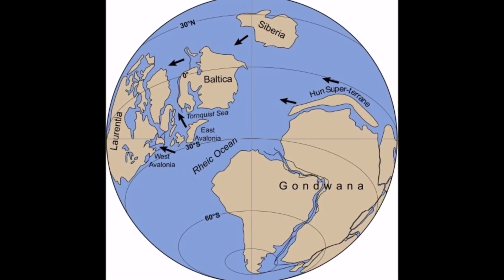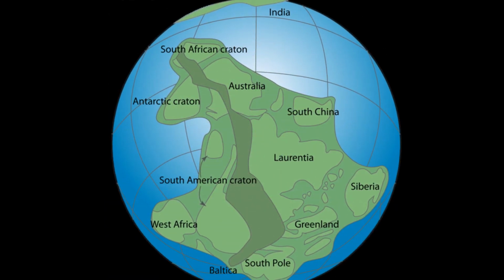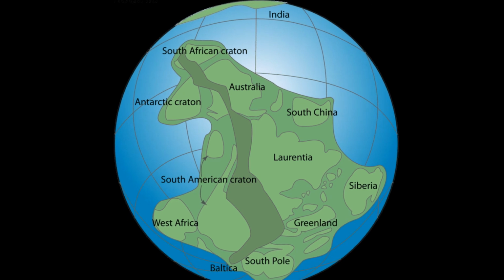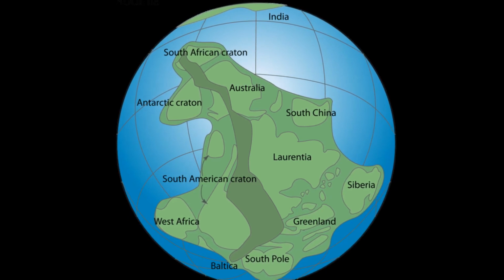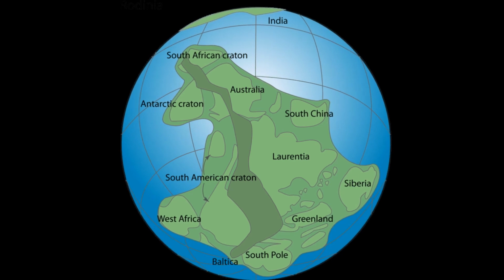Okay. Before moving on, let's recap. North America came from Laurentia, which was spawned by Pangaea, which in turn was produced by Rodinia. Now that we've got that straight, let's proceed.